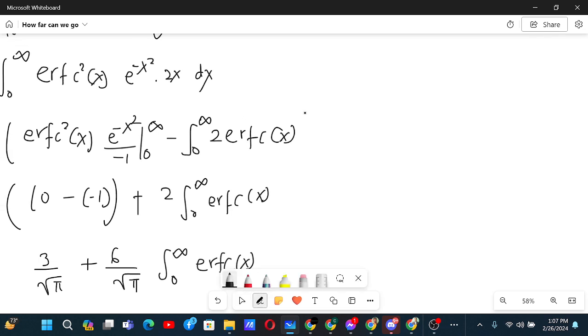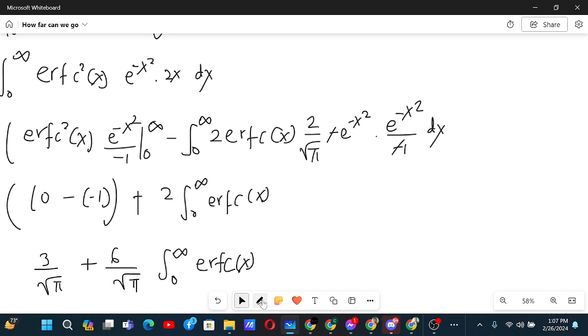Okay, so we basically need to have 2 by root pi times minus e to the power minus x square times e to the power minus x square by minus 1 dx, and the minus minus now cancel out, so this minus sign over here will be minus again, no change in the sign, so minus minus, and over here we have 4 by root pi.